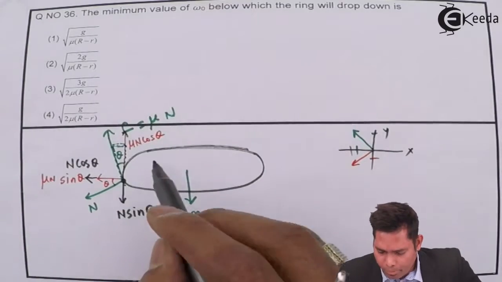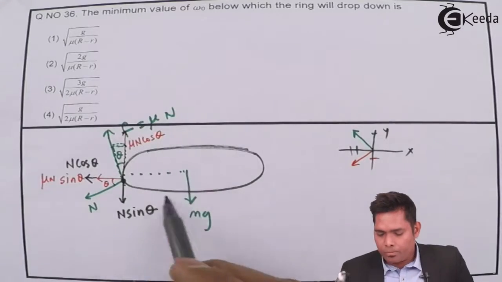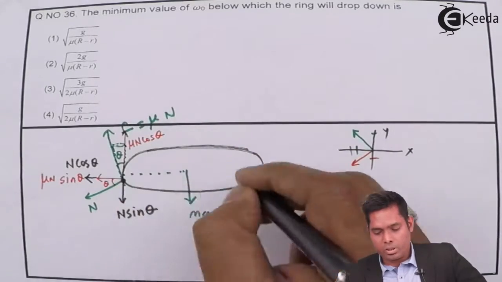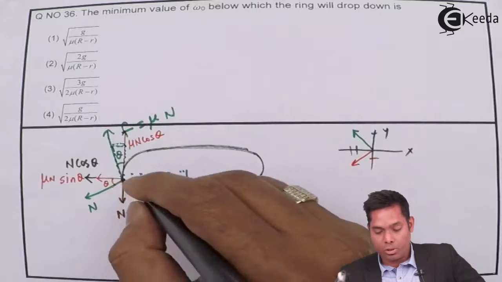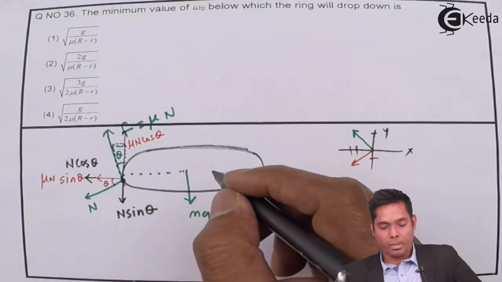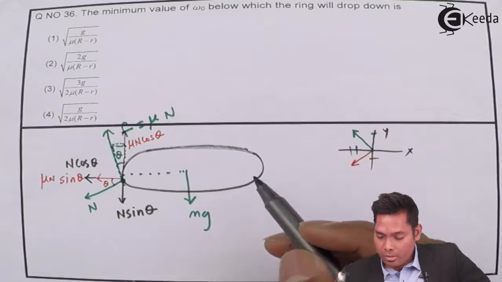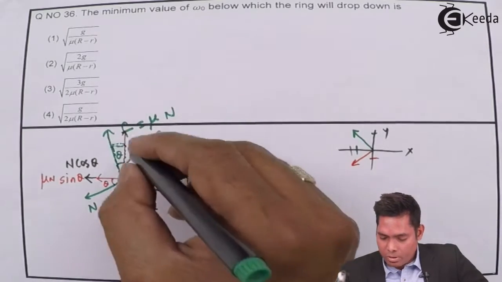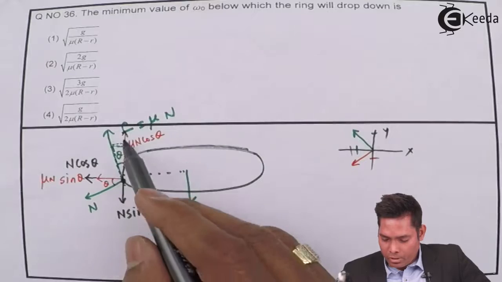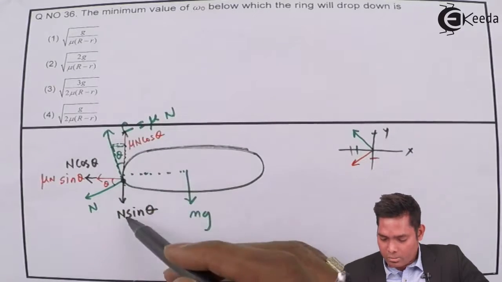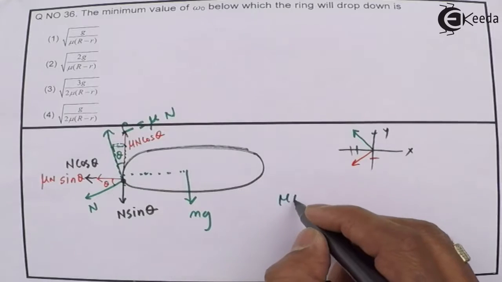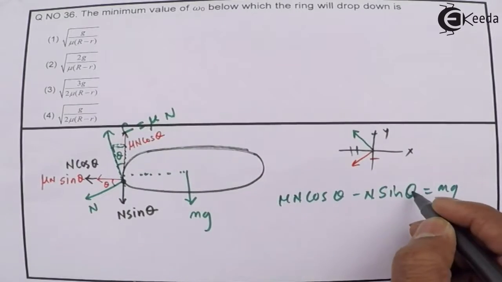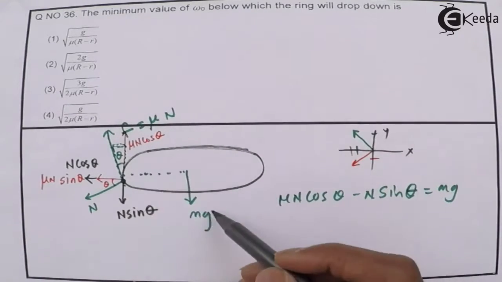Now, because we need to have a centripetal force which is to be provided for rotational motion. So for rotational motion, there should be a centripetal force, and the centripetal force can be written as, so these two will balance out, the difference, this minus this is balancing this, or this is this plus this. So the first equation I'm getting is mu N cos theta minus N sin theta. This balances the weight mg. The difference will balance this weight.